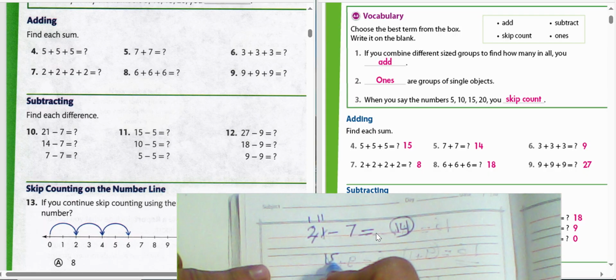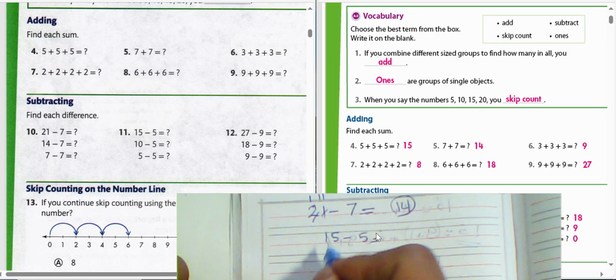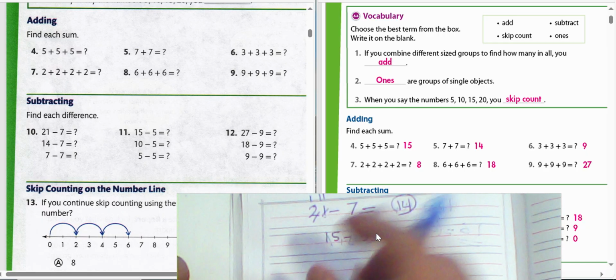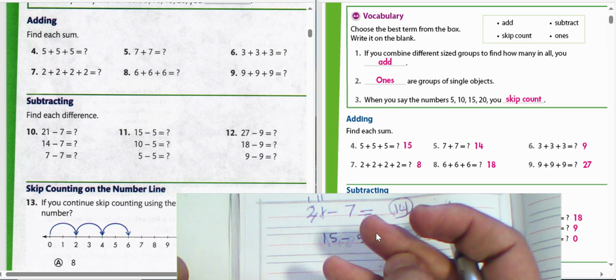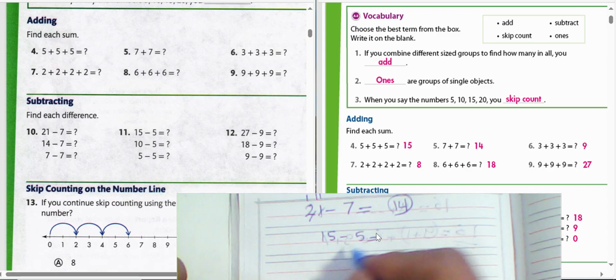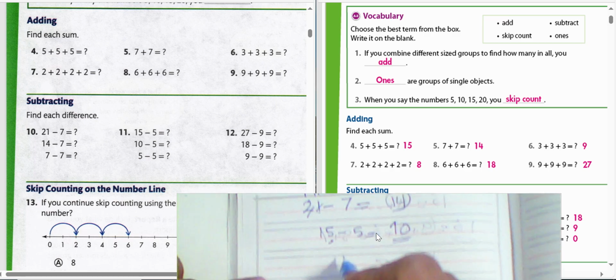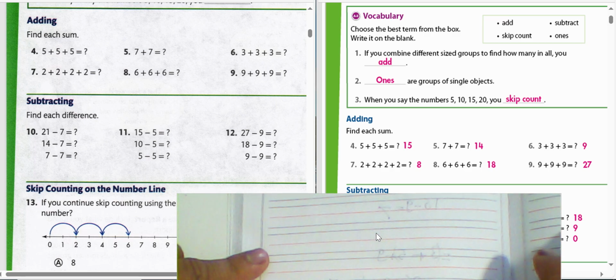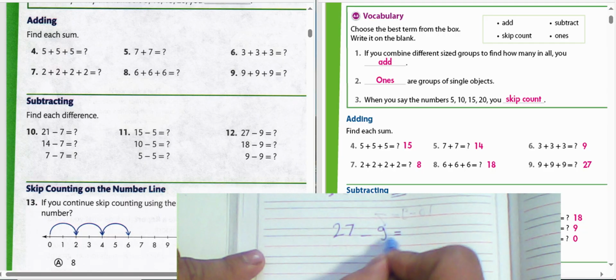And what about 15 minus 5? 15 minus 5 equals 10. We can count back from 15: 14, 13, 12, 11, 10. Then 15 minus 5 equals 10. Or you can write 5 minus 5 equals 0 and then write 1. The result will be 10. Okay, understood? 27 subtract 9. Who can tell me the answer here?